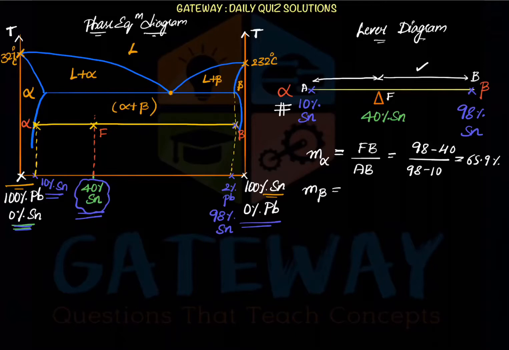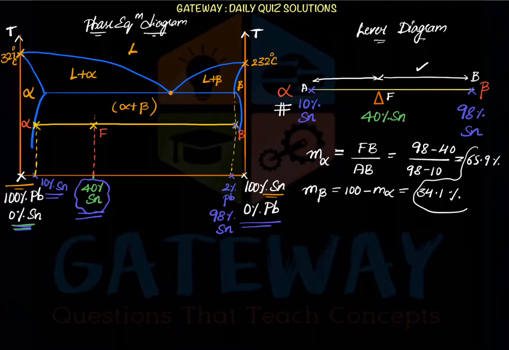We know mass fraction of A plus mass fraction of B is equal to 1. So mass fraction of B can be written as 100 minus the mass fraction of alpha. This comes out to be 100 minus 65.9, and that comes out to be 34.1. These were our two answers for the mass fraction asked in the question.